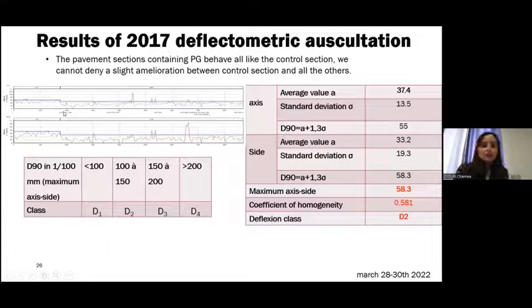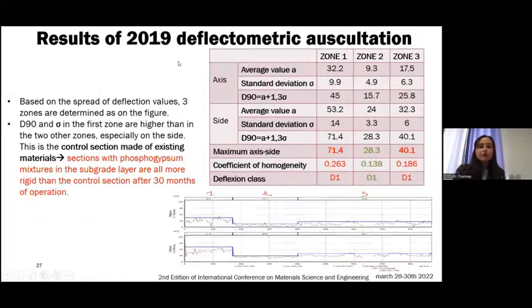We notice that the pavement sections contain it. Here we have the first section, a control section with existing materials, and all of the others are made of treated phosphogypsum. The pavement sections containing phosphogypsum behave all like the control section. We cannot deny a slight amelioration between control section and the others. But what is important is the result of 2019.